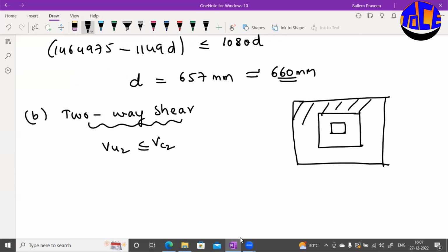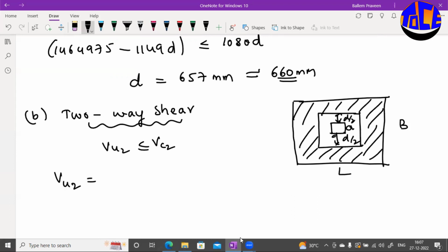So all this area you need to consider for finding VU2. Okay, so here this is your A and this will be your D by 2, and here this is also your D by 2, right? And this is your B and this is your L. Now let us find VU2 first. VU2 is equal to the stress into the area. So here this is your A4, area 4. So A4 you need to consider.